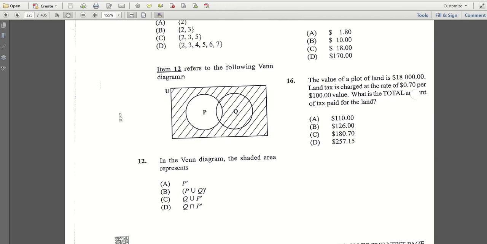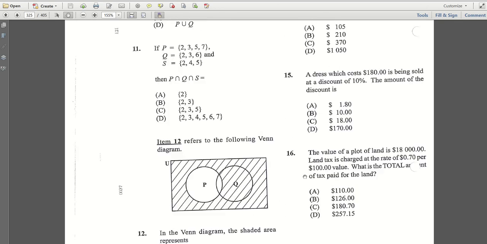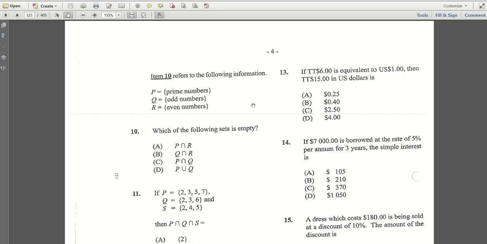Item 12 refers to the following Venn diagram. In the Venn diagram, the shaded area represents P complement, so it's not A. Alright? So the shaded area would be P complement. Why? Because it's everything outside of P. That is why 12 is A. And that is it for the May, June 2019 set.